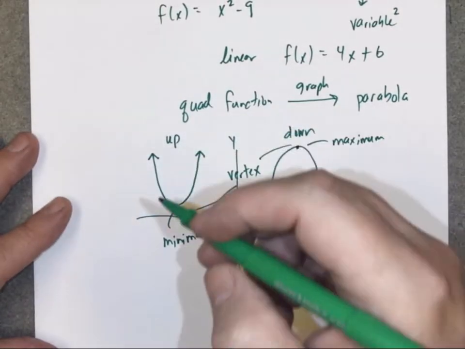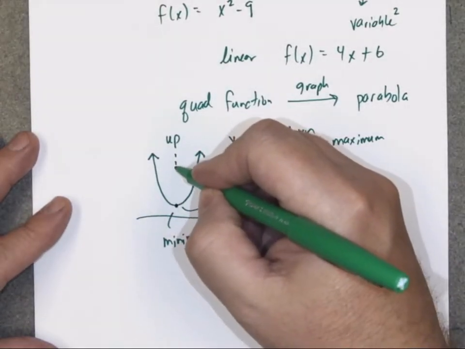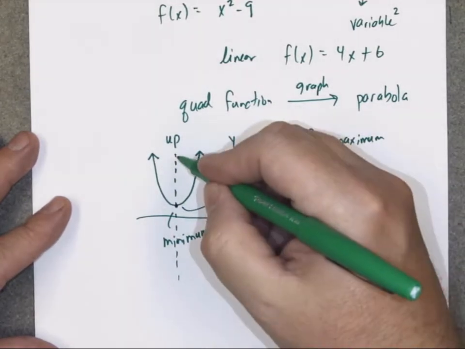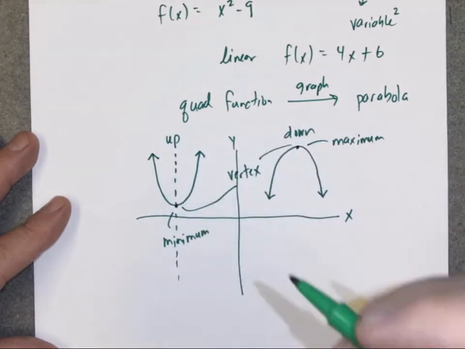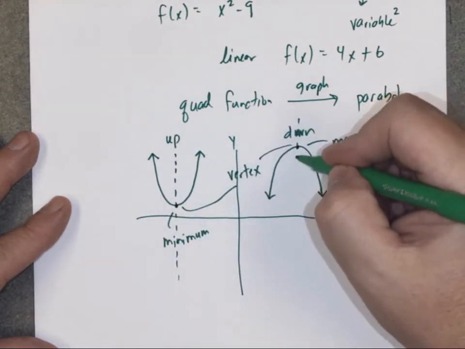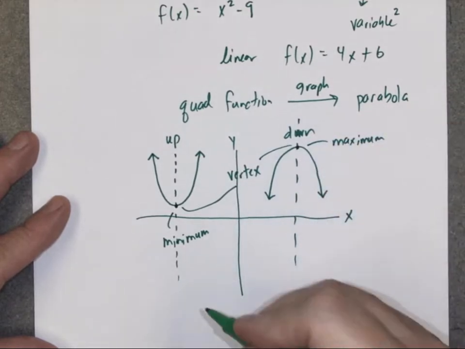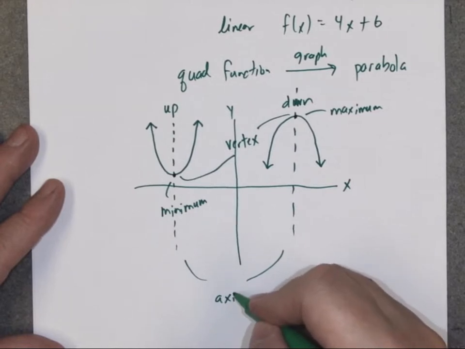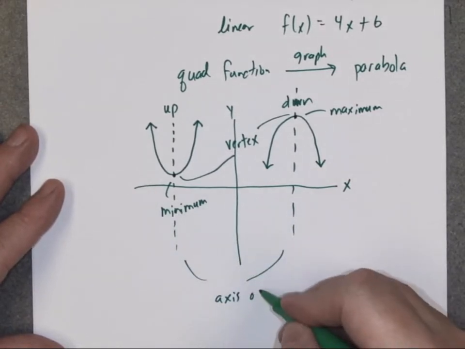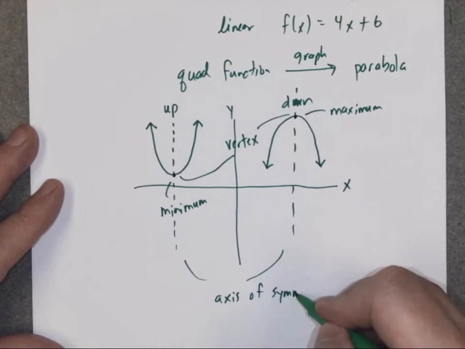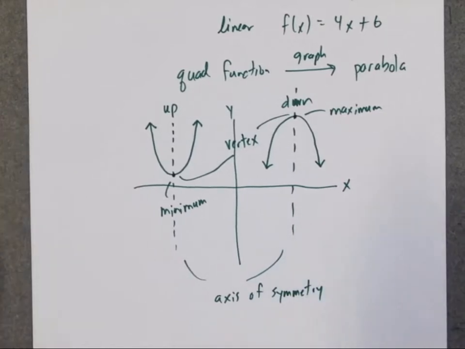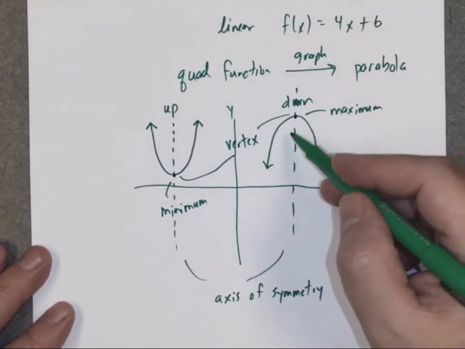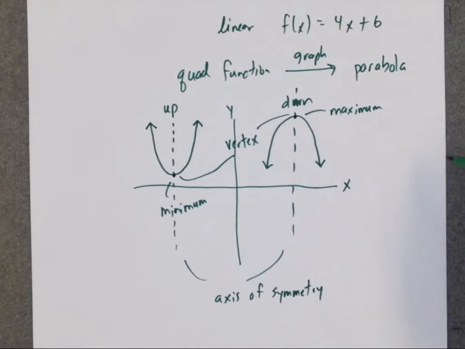If I take either one of these parabolas and I slice them in half with a vertical line, sort of right down the middle, as a matter of fact, this line goes through the vertex, and over here, it would look like this. These two lines they would call the axis of symmetry. I guess because the graph is symmetrical on either side of this line.